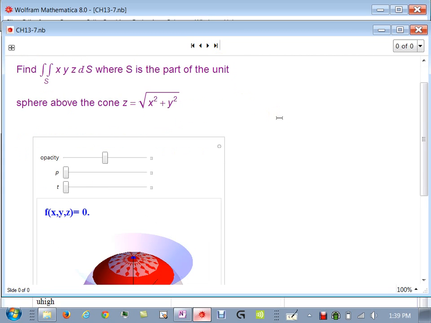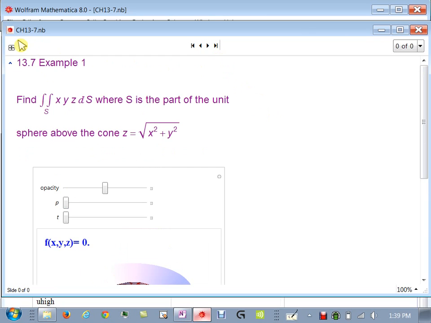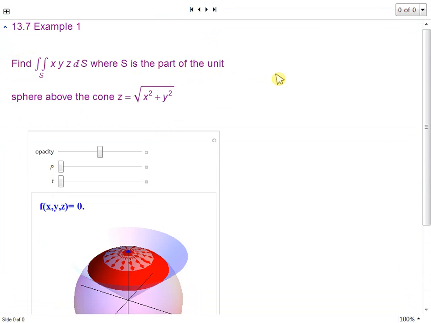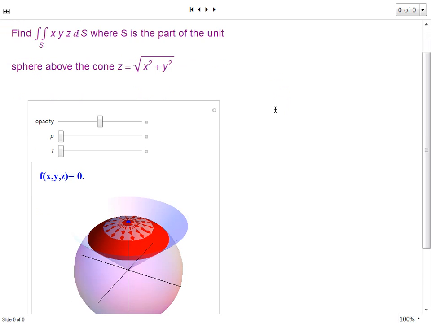So here's an example. Find the double integral over S of xyz dS, where S is the part of the unit sphere above the cone, z equals square root of x squared plus y squared.